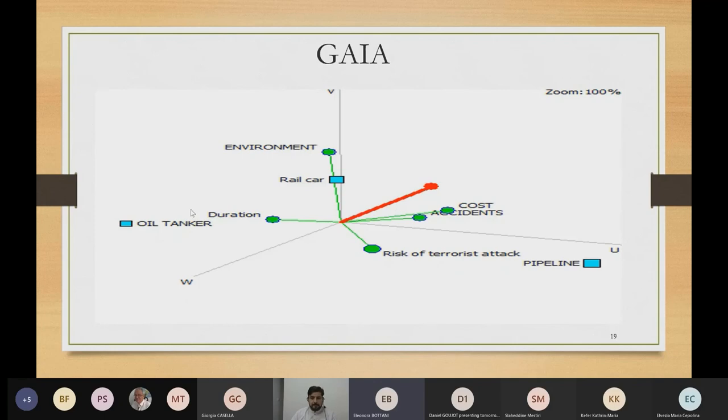This figure shows that the pipeline mode of transportation, the blue box, and this rail car are very close to the ideal solution, shown in red. So basically, this is my ideal solution, and these boxes are very close to it. The railway is also relatively close to the ideal solution compared to road transportation, which is the furthest. We already conducted this analysis and proposed these results to government officials, and these are the most optimal solution.